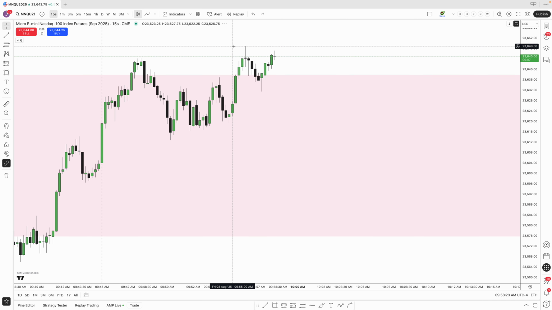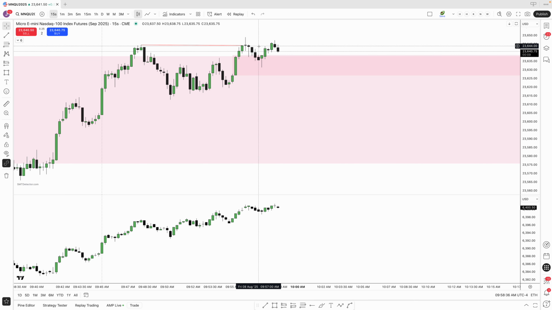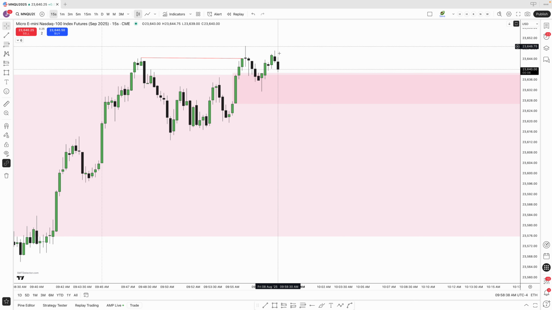Okay, 3-minute SMT there. I like that. This would be good here. If we roll lower now, I would take a short. We have a mitigation block and a breaker.